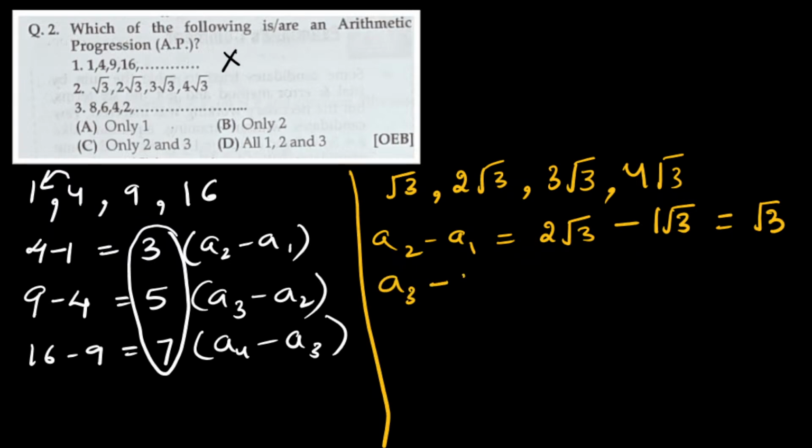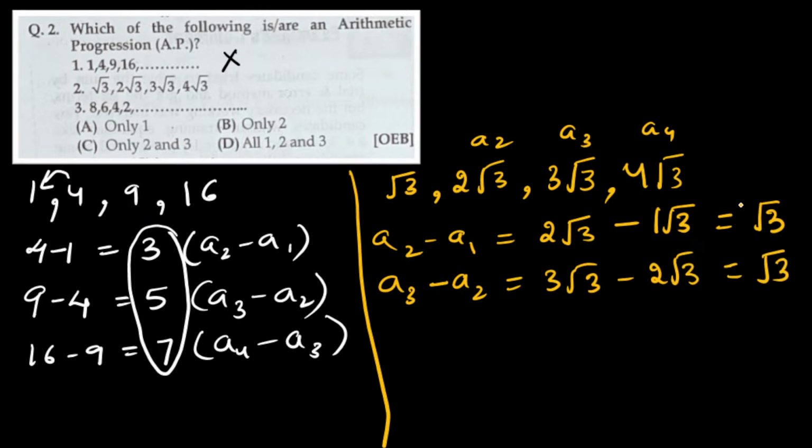Then a3 minus a2 will do. So this is a2, this is a3, this is a4. So a3 is 3 root 3. 3 root 3 minus 2 root 3. 3 minus 2 is again 1. So only root 3 will get. 1 root 3 or root 3 alone you can write. Both the things are same.